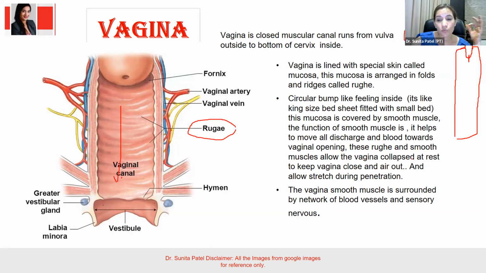The rugae and the smooth muscles allow the vagina to collapse at rest, to keep the vagina closed and to keep the air out. We really need the rugae, the folds inside the vagina. If the folds are there, the anterior wall of the vagina will touch the posterior wall of the vagina. It means a completely closing effect. Something like this, my hand, my fingers. If we have this kind of ridges here, and this is one finger, the anterior wall, and you touch it with the posterior wall, you can see that these rugae will fit into each other.